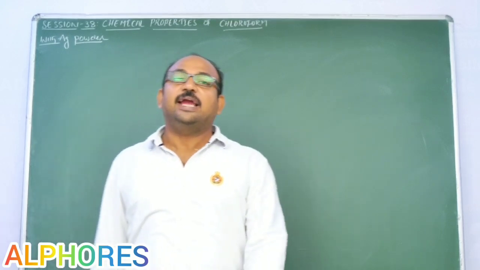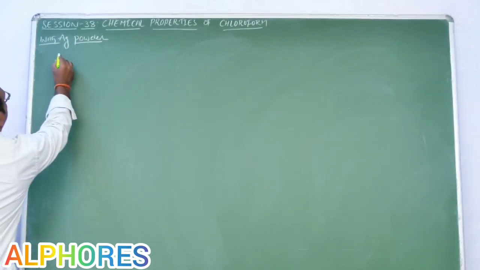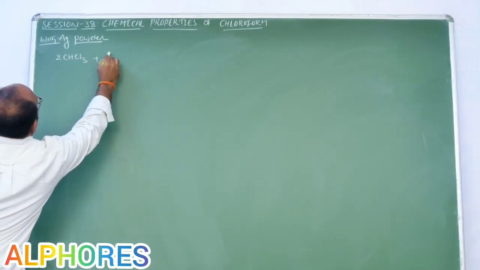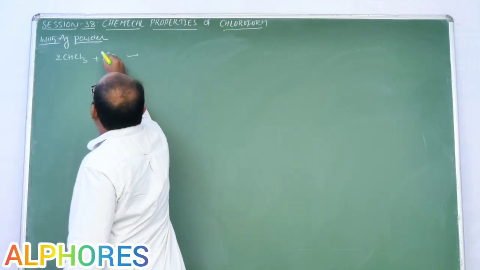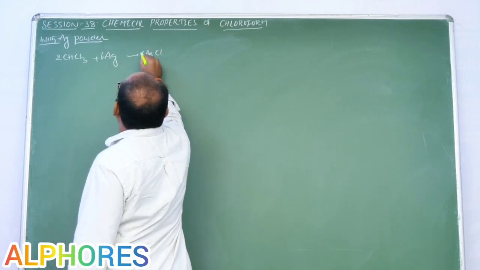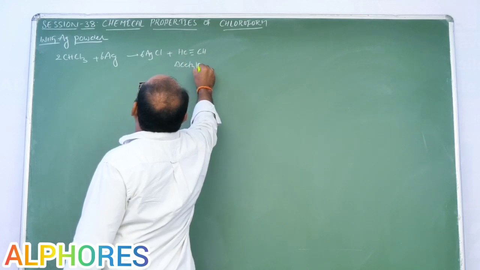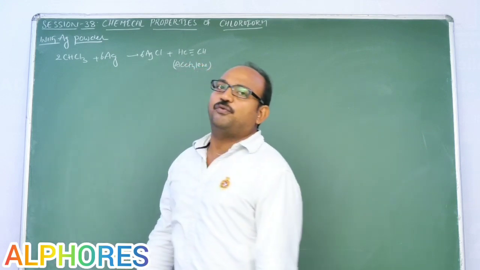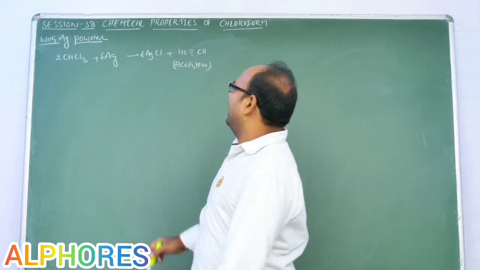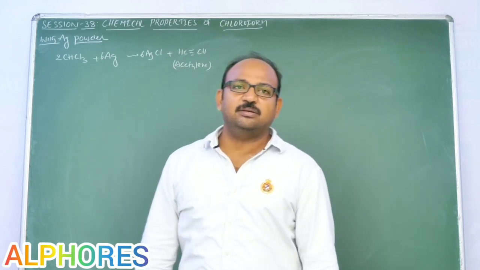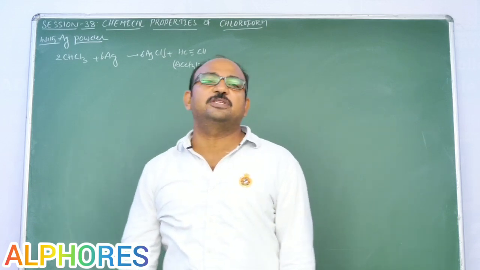Next property, reaction with silver powder: 2 moles of chloroform. Upon reaction with silver powder, we get acetylene gas, AgCl 6 moles, HC triple bond CH, acetylene. Chloroform upon reaction with silver powder gives acetylene. In this reaction, what happened here? Dimerization, and AgCl precipitates out. As we know, AgCl is a white precipitate.